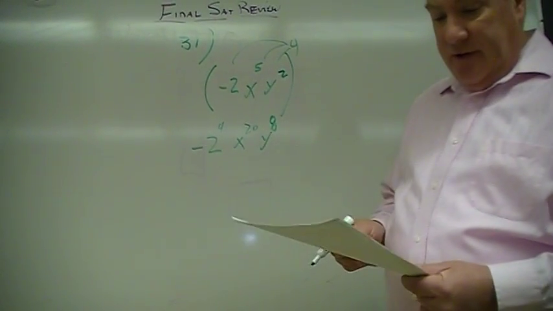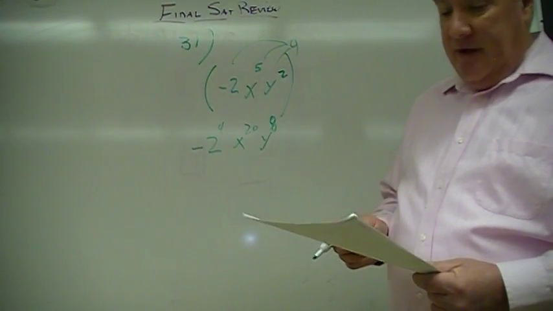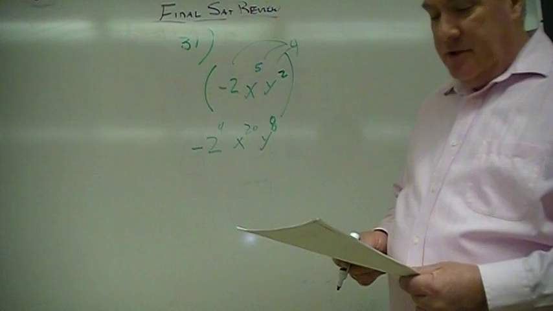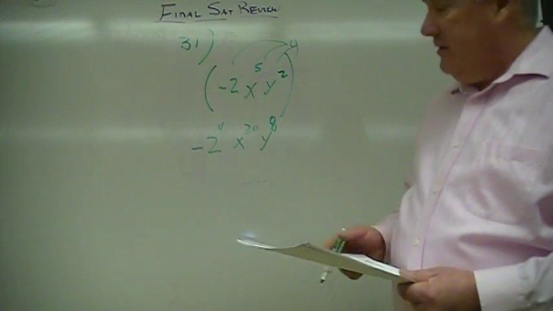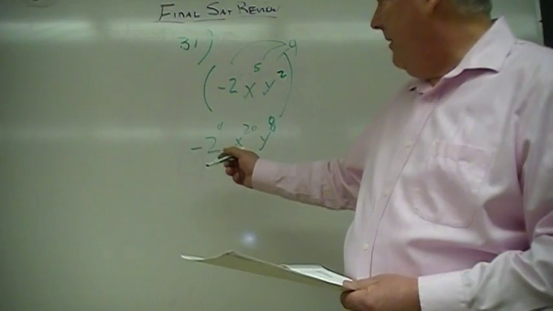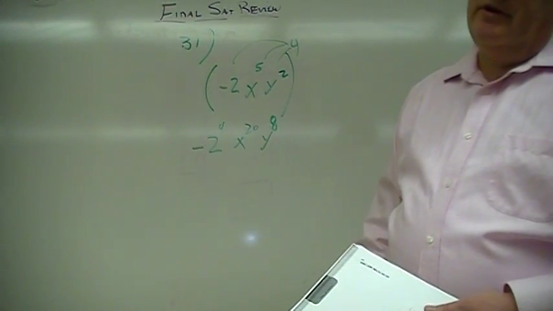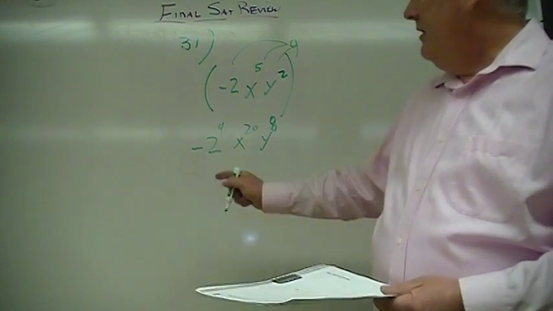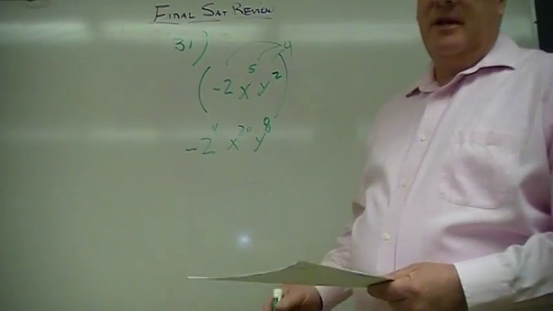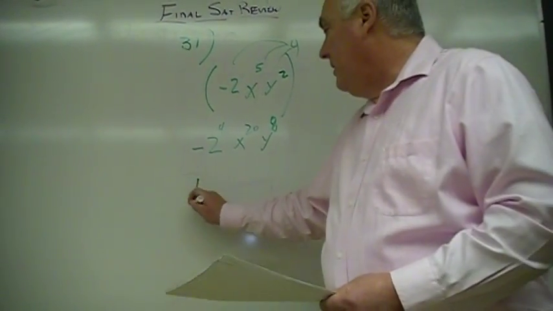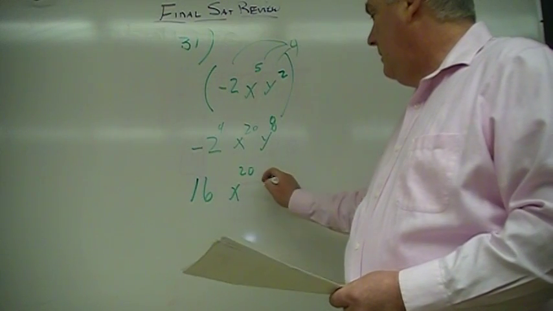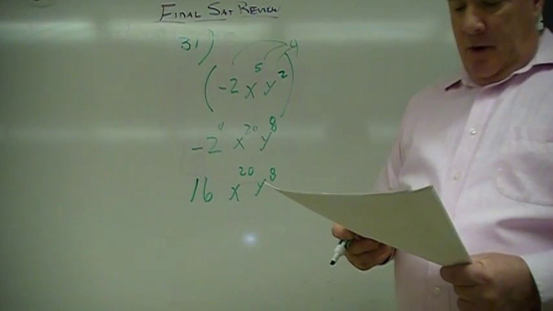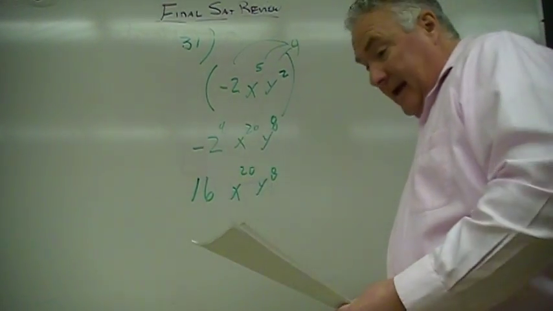So we have this. Look at your answers. And 3 of the answers have x to the 20th, y to the 8th. So you can cross out C and D right away. So the question is, what's negative 2 to the 4th power? Be careful if you're doing this on your calculator, folks. If you do this on your calculator, it will give you negative 16. You've got to know that negative 2 times negative 2 times negative 2 times negative 2 is positive 16. And that's the answer there. Okay? That's number 31.